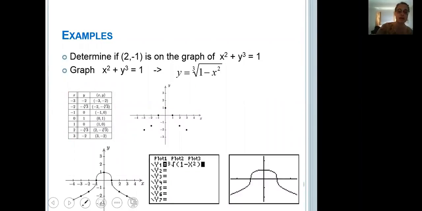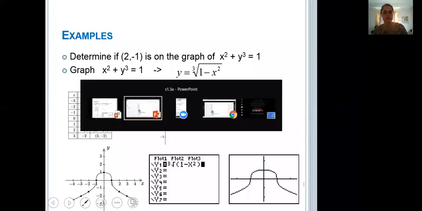And then you can say, okay, well, let's look at x equals 2. X equals 2, y equals the cube root of -3. Or sorry, negative cube root of 3. And the negative cube root of 3 is not 1. So, a y of -1 does not go with an x of 2. The other thing you can do is you can look at a graph. If we look at a graph, we get -2, not -1.